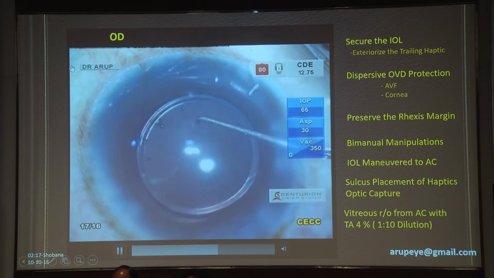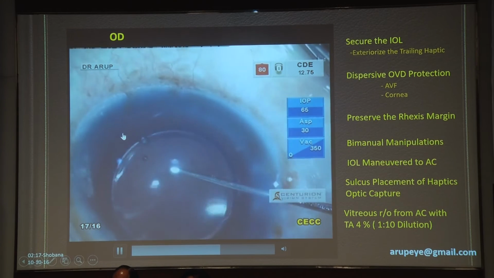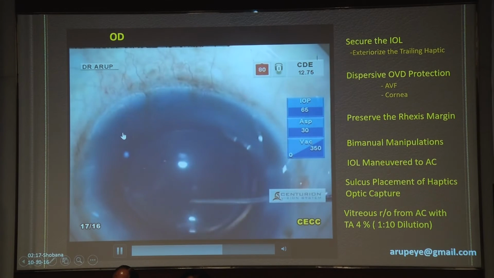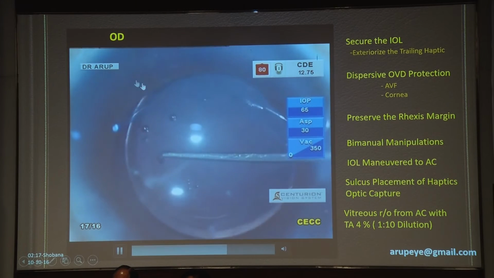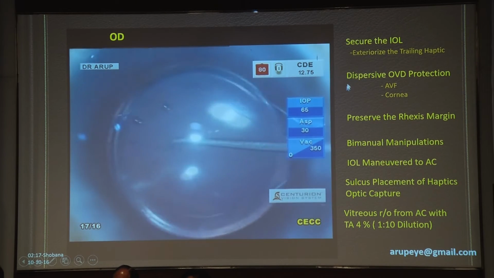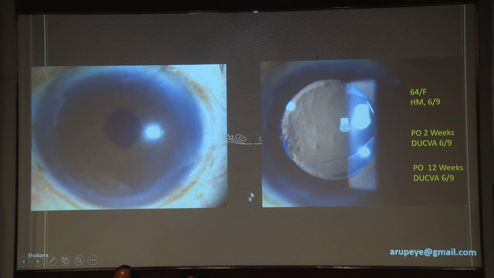The same thing is done for both the haptics, and now I'm tapping the optic edge sequentially to obtain the posterior buttonholing. So the lens, the circular rhexis has become overlaid, and this is the postoperative picture.